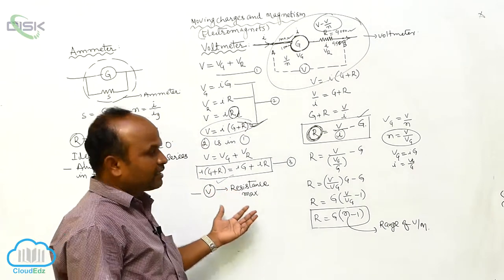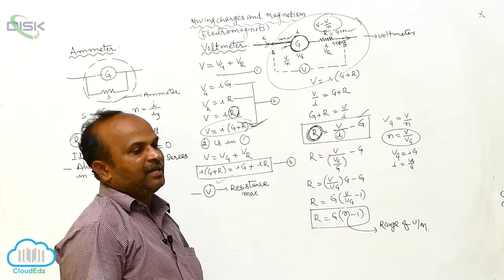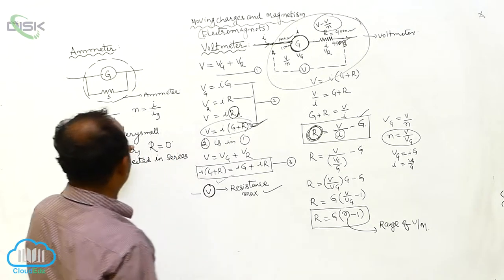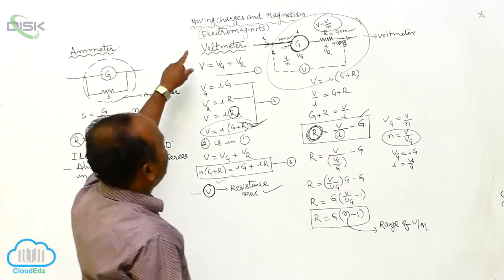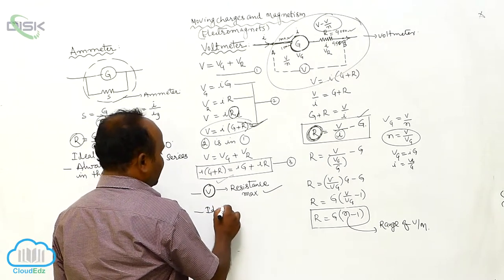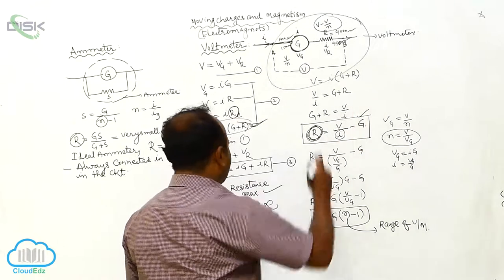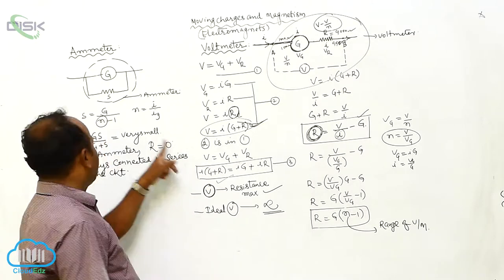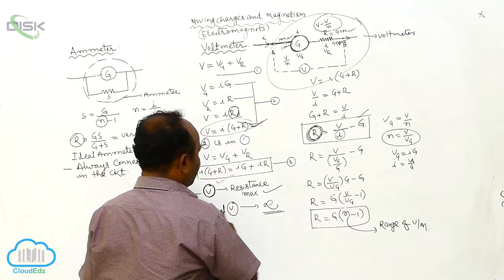Therefore, the galvanometer has a high resistance, and the connecting resistance, which is in series, again has a high resistance. Therefore, the combination, the voltmeter, has the highest resistance, whereas the ammeter has a small resistance. That is, ammeter resistance is very small and voltmeter resistance is very large. For an ideal voltmeter, what is the resistance? Infinite. Ideal voltmeter resistance is infinite, whereas ideal ammeter resistance is zero.